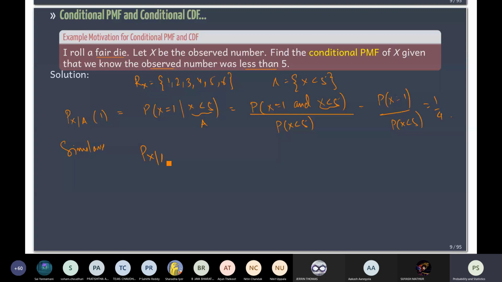we can compute the other cases. For example, 2 is the same as 3, until it hits 5, because then the intersection will be empty. So until 3 and until 4 will be just the same. And the probability of x given A for 5 and for 6 will be 0, because you will have 5 and less than 5, and 6 and less than 5. They will not produce any event, so that will be empty. That was just a quick reminder of the conditional.